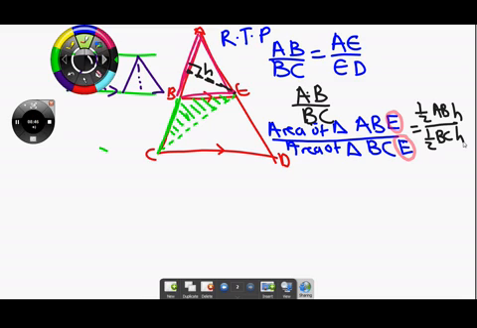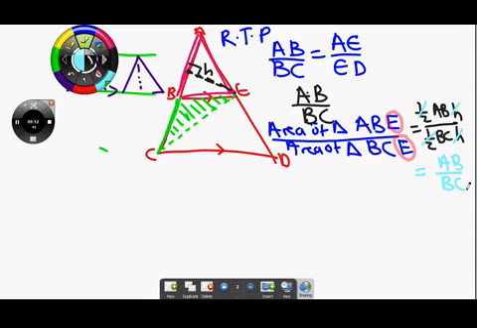Now you're going to say, okay, fine, let's cancel. We cancel the half, we cancel the half, we cancel the H, we cancel the H. Then we say, therefore, the area of triangle ABE over triangle ABC is equal to AB over BC.